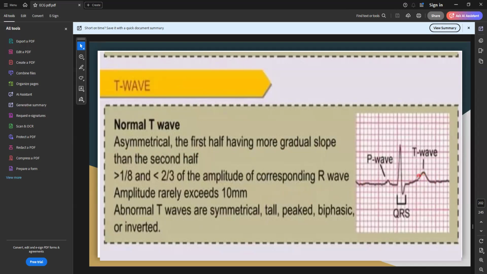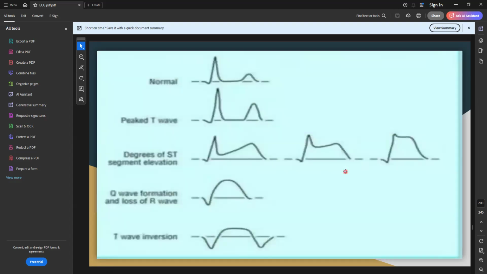This T wave should be less than 2/3 amplitude of the corresponding R wave. And the R wave and T wave amplitude rarely exceed 10 millimeters. At the same time, when the T wave is symmetrical, tall, peaked or biphasic, it becomes abnormal. I will show you in the next slide the different types of T waves.